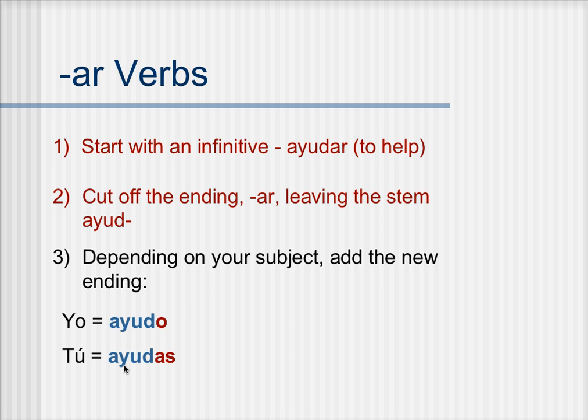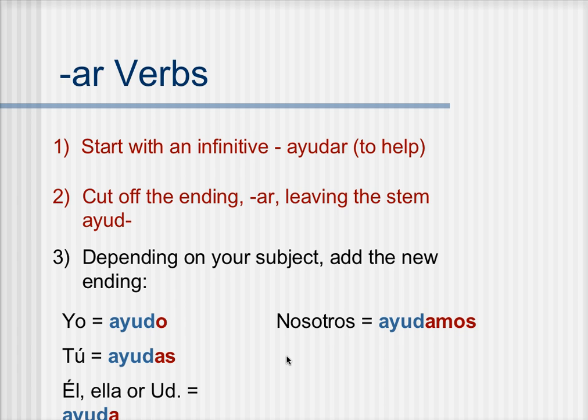If the subject is tú, and you're putting on the tú ending, you now have you help, you do help, or you are helping. If the subject is he, she, or the formal you, you are adding just the A, ayuda, which means he, she, or usted helps, he, she, or usted does help, he, she, or usted is helping. For the we form, if the subject is nosotros, the ending is amos, so you have the new word ayudamos. We help, we do help, we are helping.